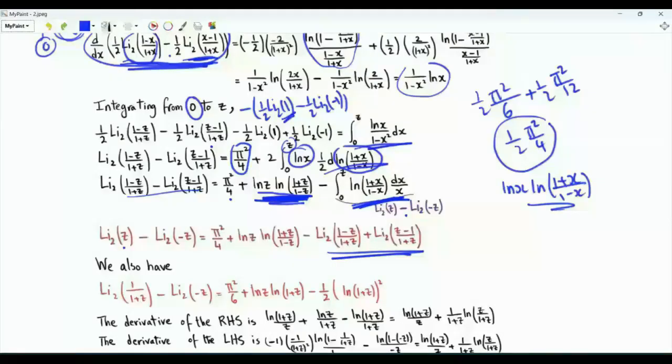The derivative of the right-hand side, this is a constant. Then we have ln(1+z) over z plus ln z over 1+z. And from here we get minus ln(1+z) over 1+z. For the left-hand side, we are differentiating the dilogarithm.